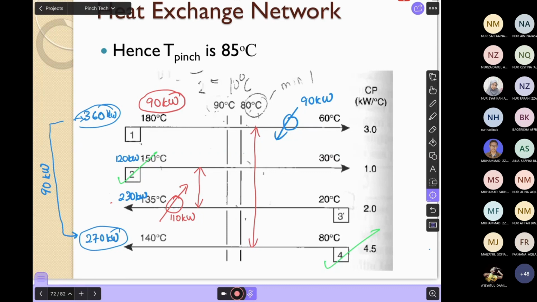Okay. Now, nak save lagi? Boleh. Alright. Why should we waste the energy? Tengok sini. This one ada 90 kilowatt lagi. Dia perlukan 90 kilowatt. Sini ada extra 110 kilowatt. Boleh ke nak bagi? Sini, you perlukan heater. Sini, you perlukan cooler. Boleh tak kita kahwinkan 3 dengan 1?